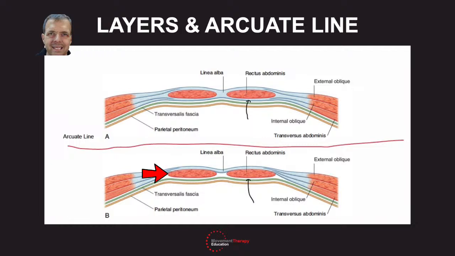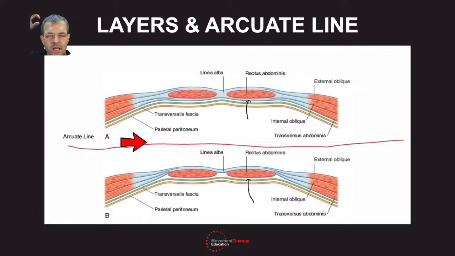So you'll notice here there's no connective tissue from these muscles around the back of the rectus abdominis, your 6-pack muscles in the lower portion. That point at which it switches is called the arcuate line.